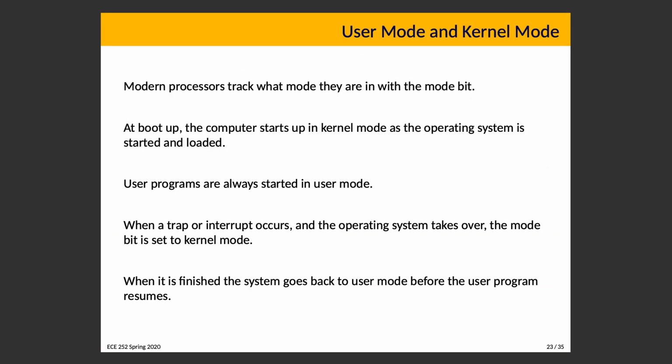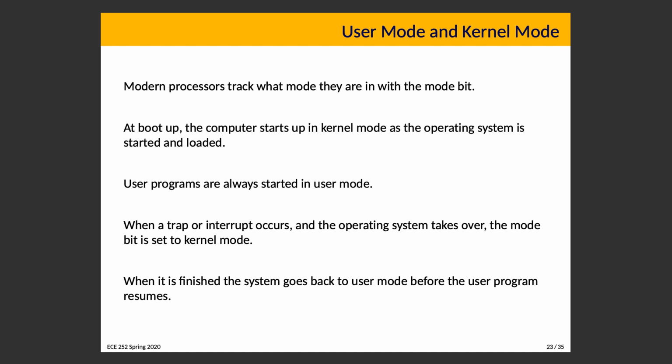Now, modern processors track what mode they're in using the mode bit. Of course, even more modern processors could have a multi-bit variable for this, so it's not just 0 or 1, but a simple version just has 0 or 1: user mode, kernel mode. At boot up, the computer starts in kernel mode as the operating system is started and loaded, but user programs are always started in user mode. And that doesn't matter if you're an administrator on the system, you're still a user, it still runs in user mode. Only the operating system runs in kernel mode.